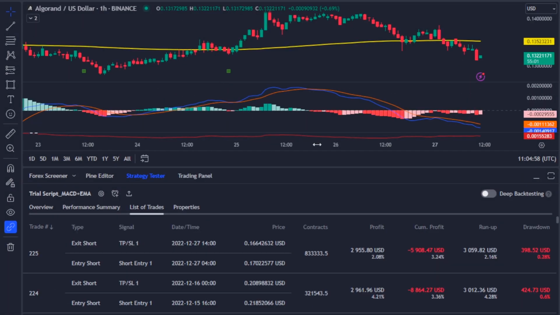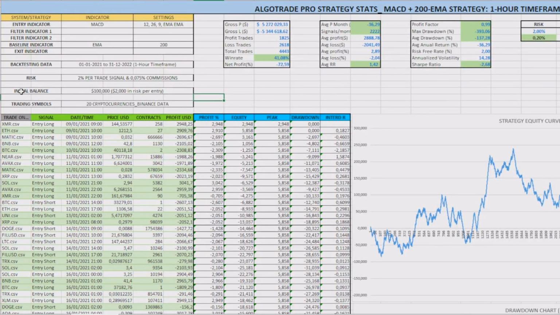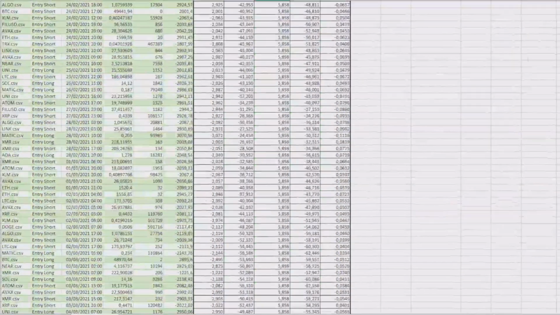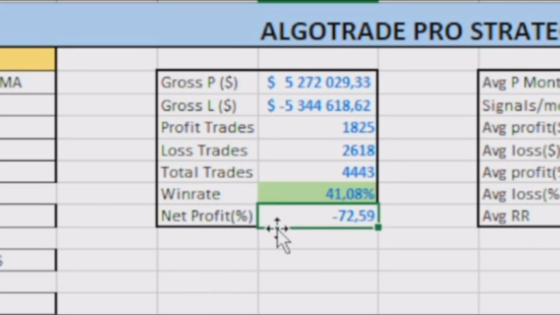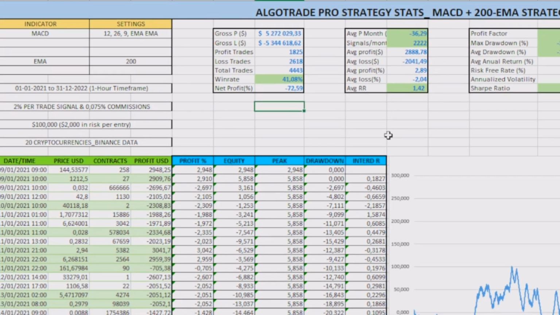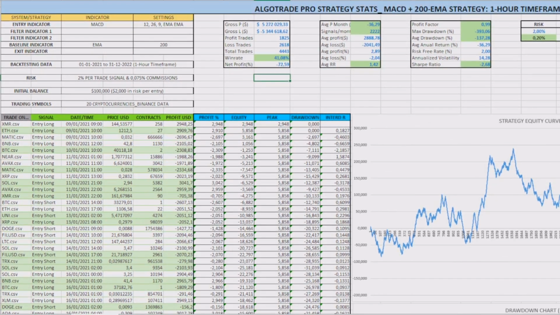And here we have all the results from the backtest I have just performed. After analyzing more than 4,400 trades, we can see that in these conditions the win rate of this MACD strategy was about 41% with a 72% net loss. So we can conclude that the results are not what we expected.